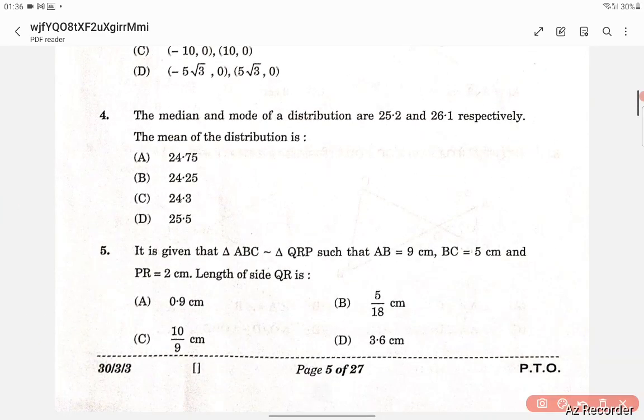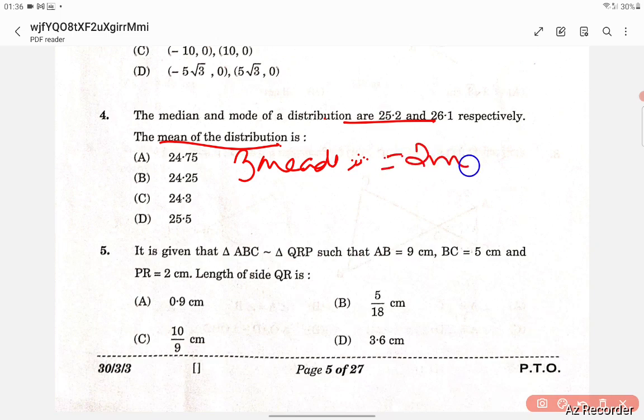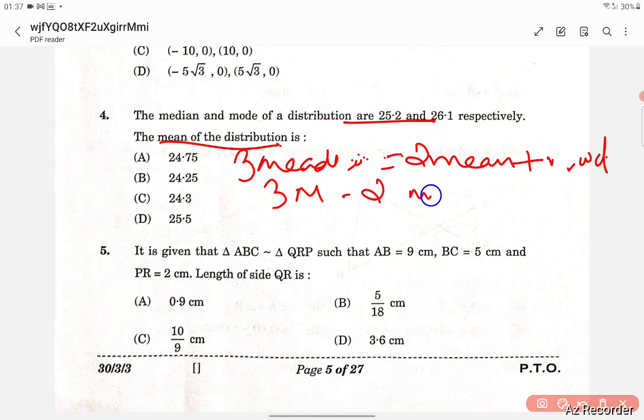The median and mode of the distribution are 25.2 and 26.1 respectively. Find the mean of the distribution. Now we know the formula, 3 median equals 2 mean plus mode. You're supposed to find the mean. So (3 median minus mode) divided by 2 will give us the mean, and you just put in the values and you will get it as 24.75.